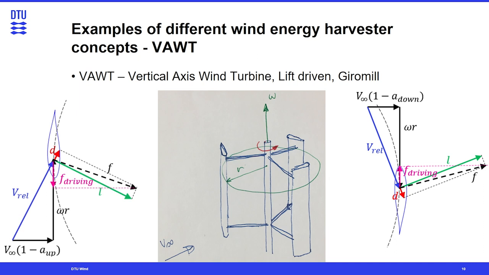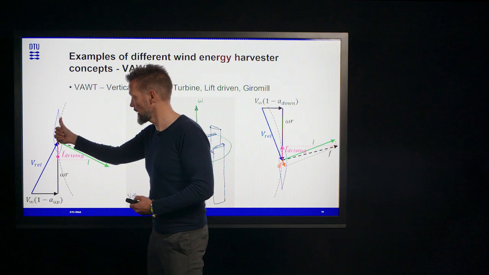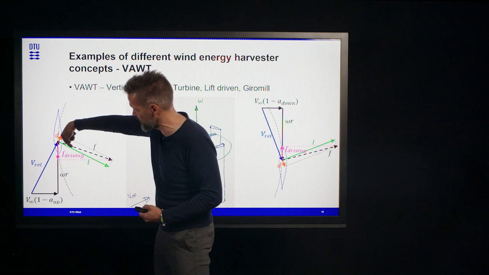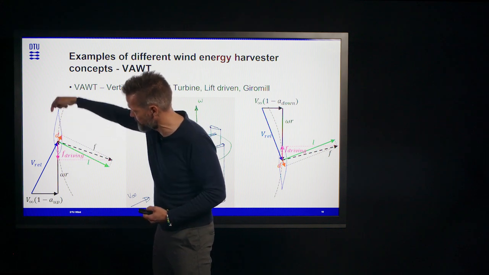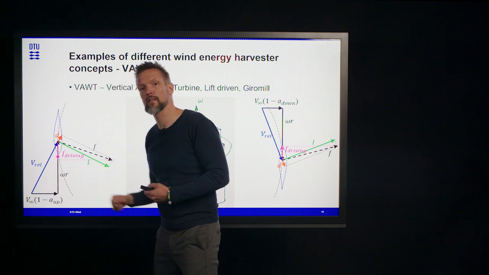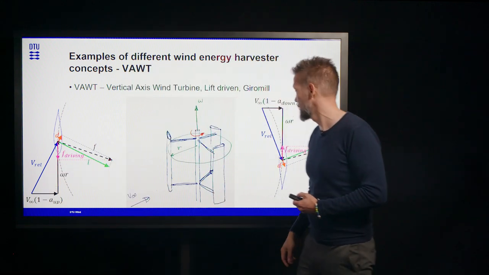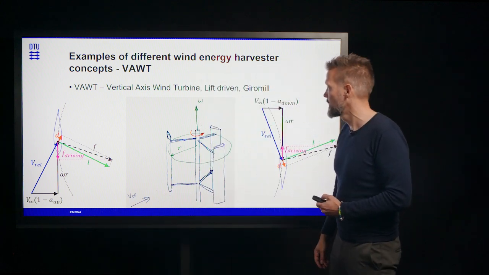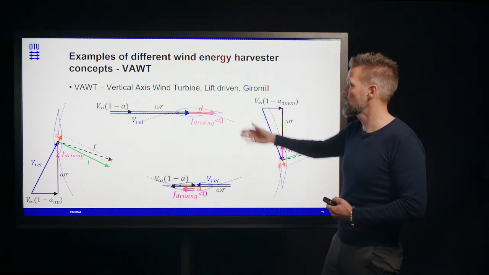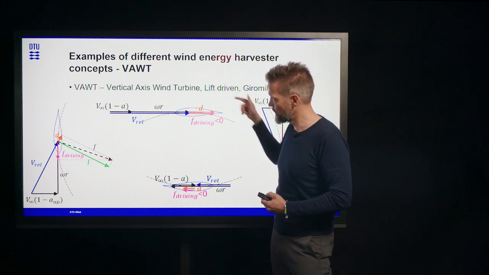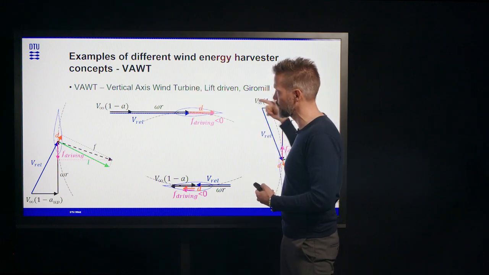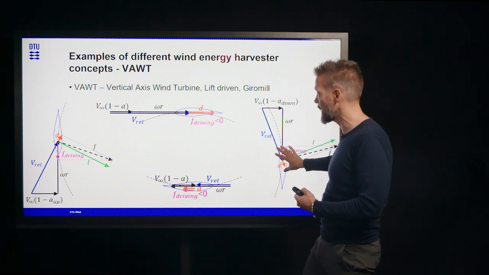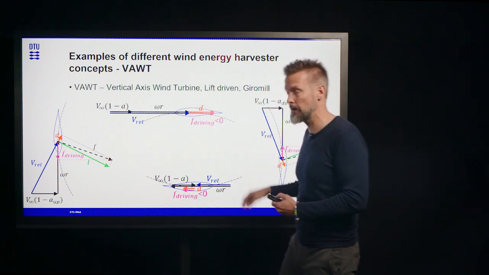Now, the relative speed from the motion is there, the wind speed is here, so the relative wind vector is here, so lift is here, drag is there, and still there's a driving force in the same direction as the motion. So we get positive power out here, driven by lift. And then, of course, there's the situation on the upstroke where the airfoil goes into the wind and away from the wind. That costs a little bit, but it's driven by lift on the front and back side.